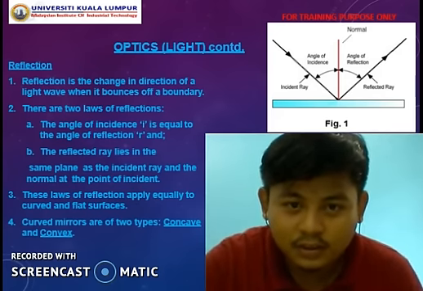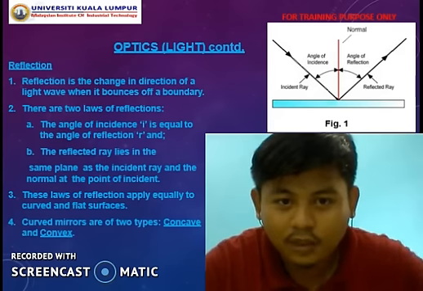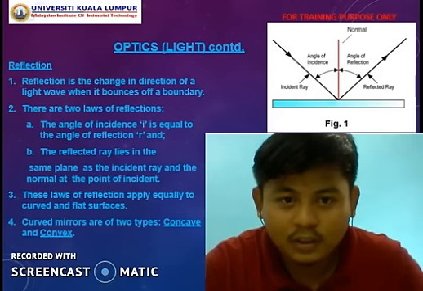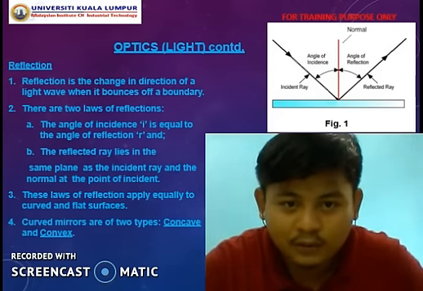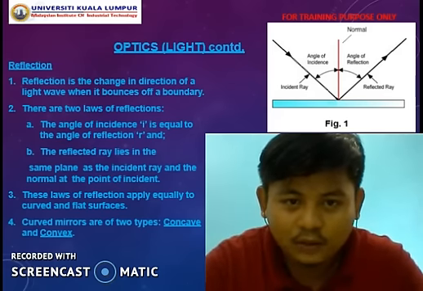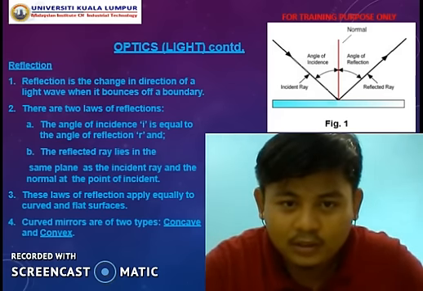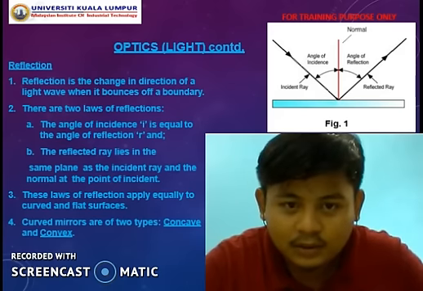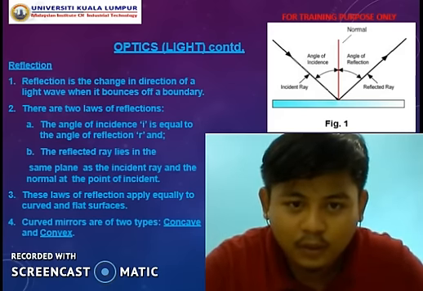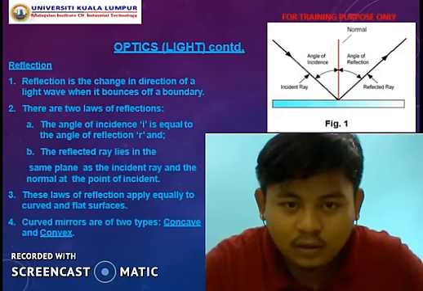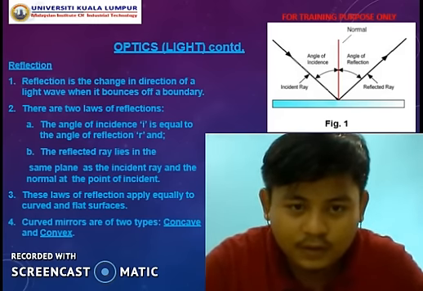So the next is reflection. Reflection is the change in direction of a light wave when it bounces off a boundary. There are two laws of reflection. The angle of incidence I is equal to the angle of reflection R, and the reflected ray lies in the same plane as the incident ray and the normal at the point of incidence. This law of reflection applies equally to curved and flat surfaces.